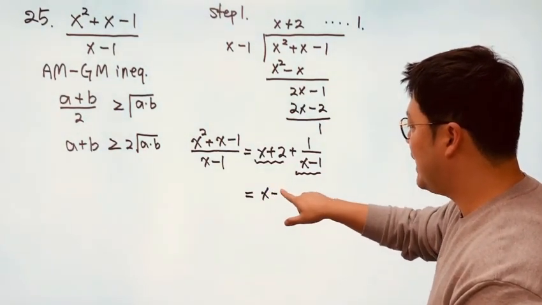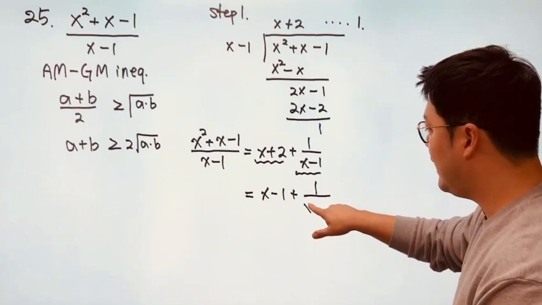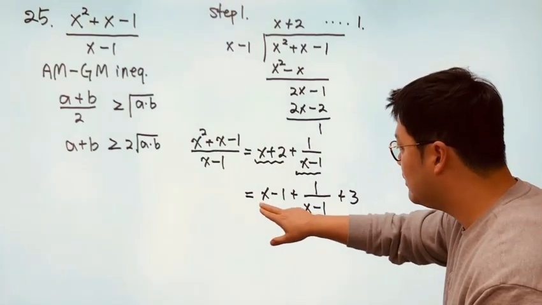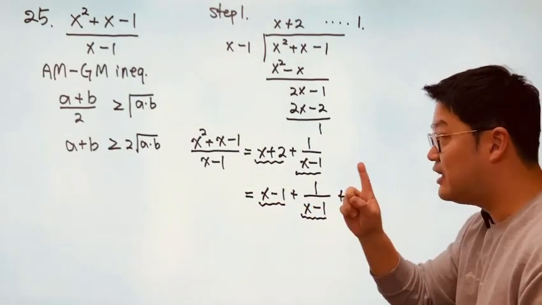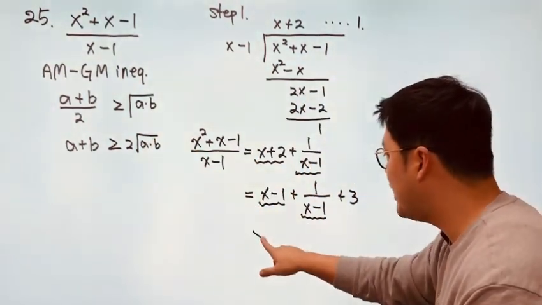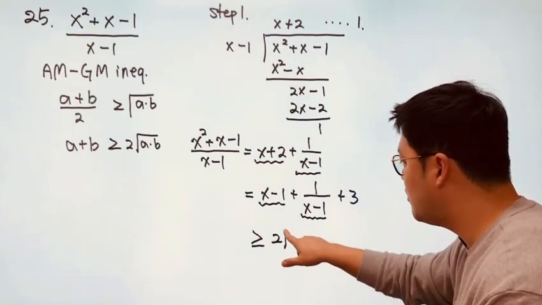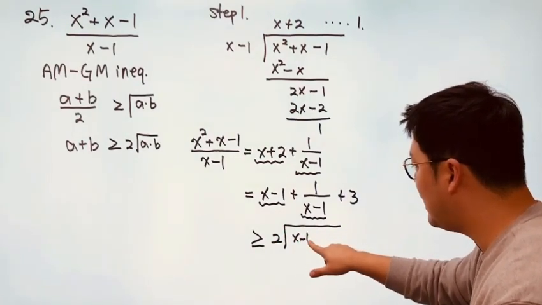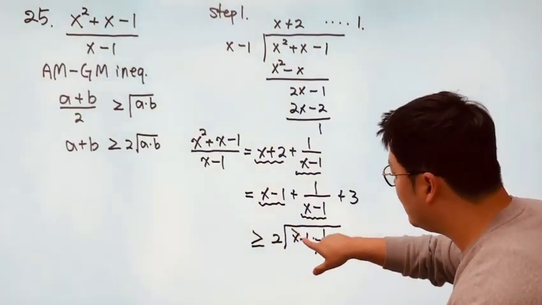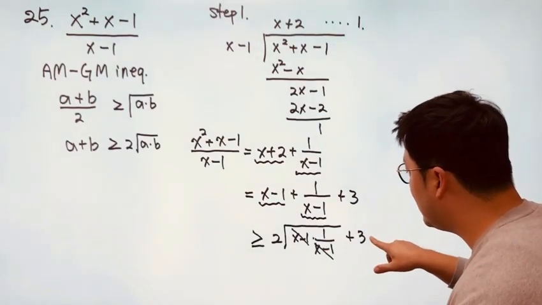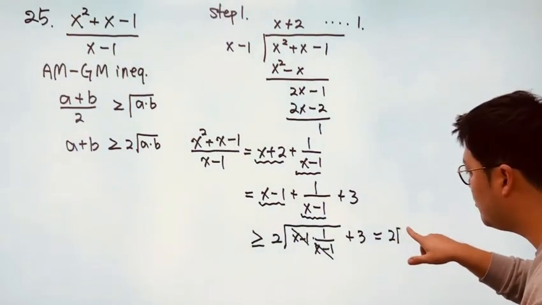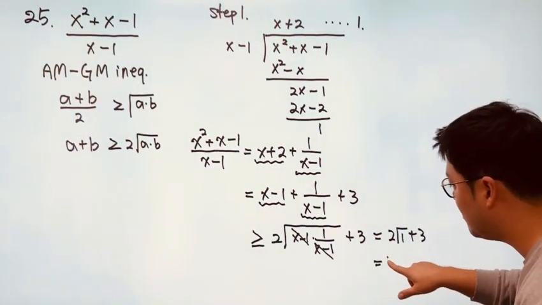So we get x minus 1 plus 1 over x minus 1, and we add positive 3. Check this out: the expressions that you see right there will get canceled if you use the AM-GM inequality accordingly. So that will be greater than or equal to 2 times the square root of x minus 1 times 1 over x minus 1. Since x is greater than 1, it gets canceled, and we're left with 2 times the square root of 1 plus 3, which is going to be 5.